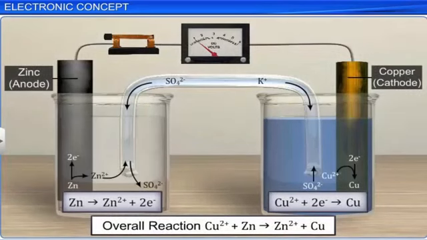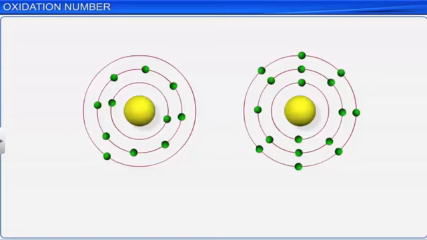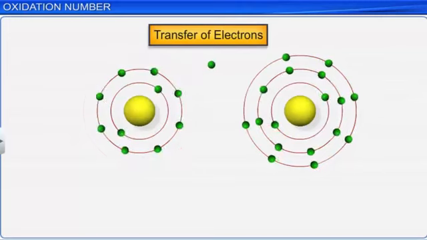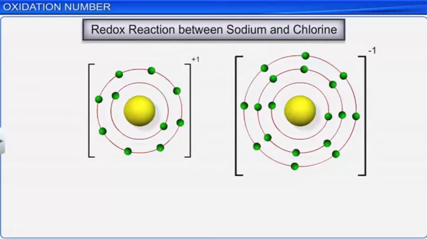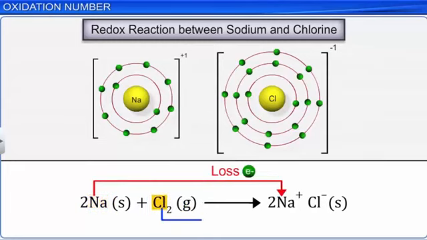Thus, the knowledge of competition between the metals to release the electrons helps us to construct galvanic cells in which the chemical energy is converted into electrical energy. We learned that in redox reactions, transfer of electrons takes place. For example, if you look at the ionic reaction between sodium and chlorine, it is clear that sodium loses an electron and chlorine gains an electron to form sodium chloride.